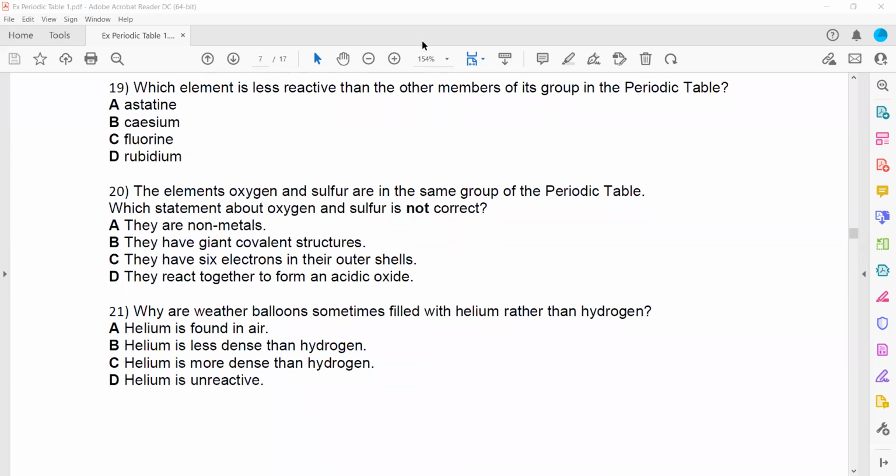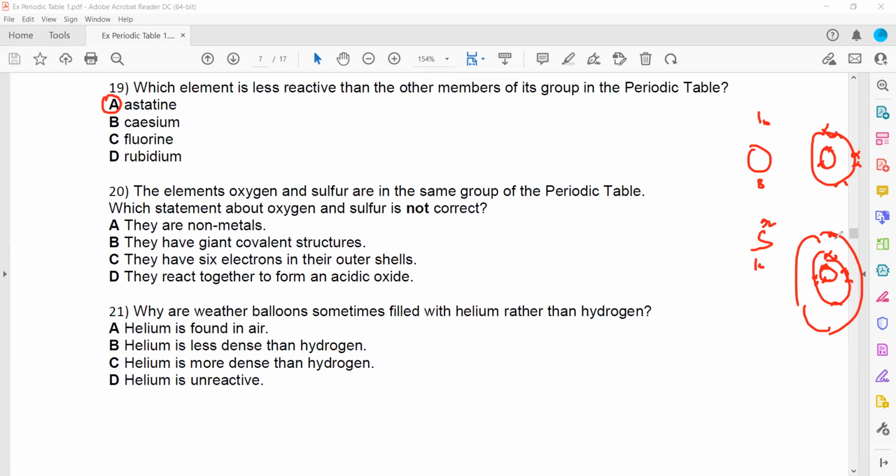Which element is less reactive? It's a repeated question. Astatine, group 7, is less reactive. The elements oxygen and sulfur are in the same group. Which statement about oxygen and sulfur is not correct? Oxygen is 8 and 16, and sulfur is 16 and 32. Oxygen's electronic configuration is 2 electrons in the first shell and 6 in the second. For sulfur, 2 in the first shell, 8 in the second, and 6 in the third. Because they belong to the same group, they have the same number of outer electrons.